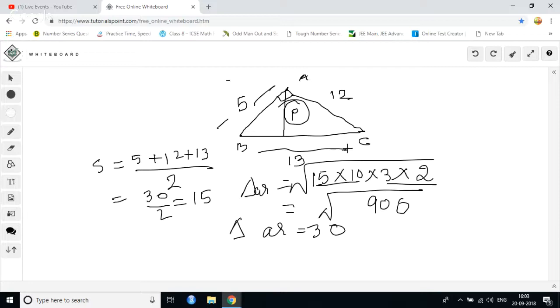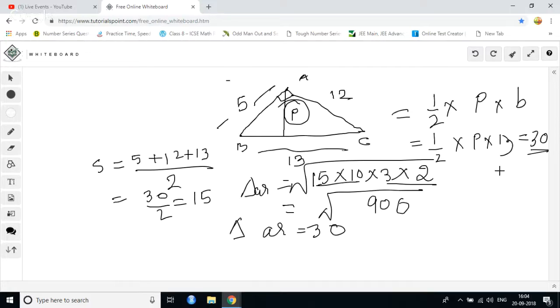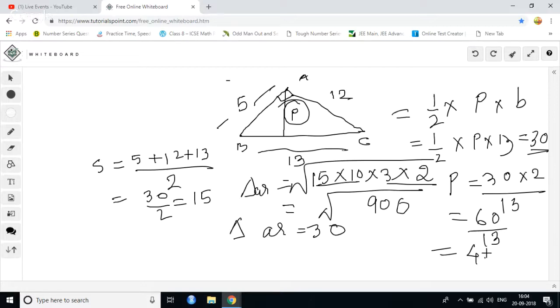Now, the other formula for the area of a triangle is 1 by 2 into perpendicular into base. I know the area, so 1 by 2 into perpendicular into base, which is 13, on which the perpendicular has been drawn, is equal to 30. This area is equal to 30. So P would be equal to 30 into 2 divided by 13. How much does it come out to be? 60 divided by 13. It comes out to 4.78 something. So that would be the answer.